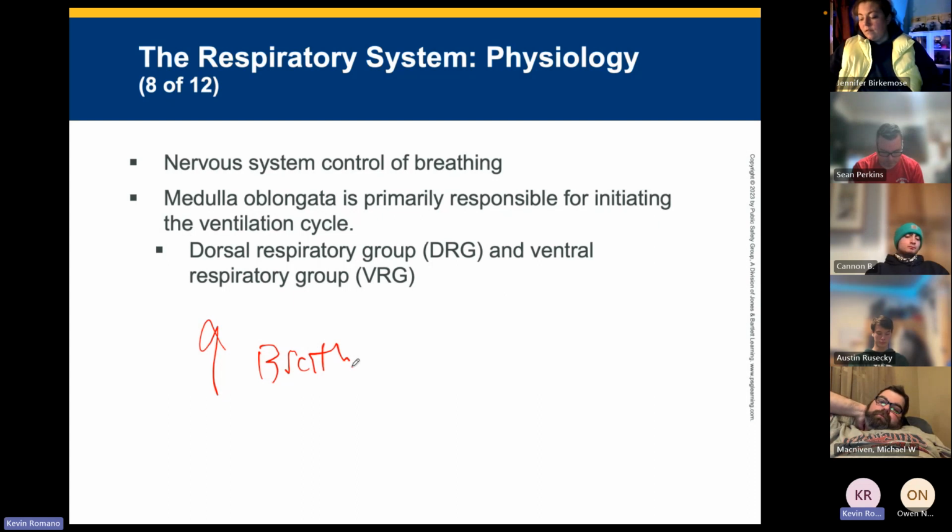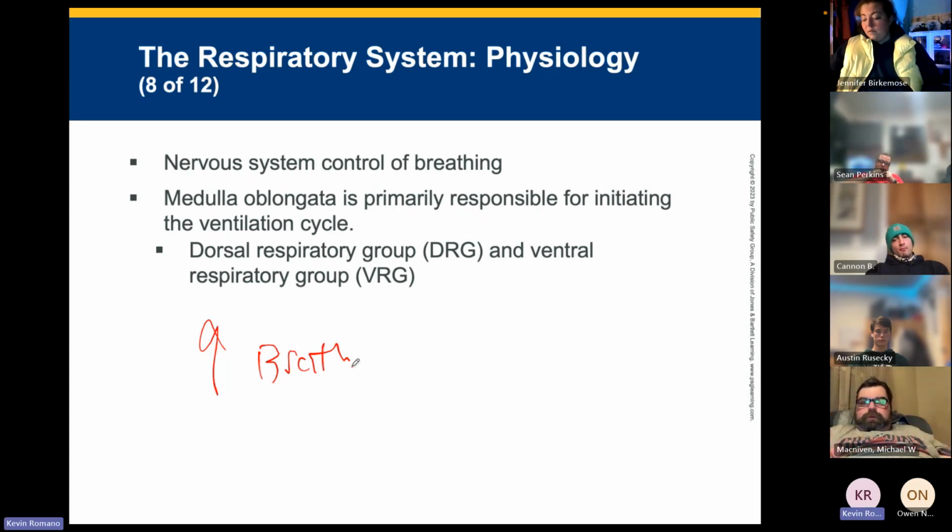The medulla has two main portions that control the breathing: the dorsal respiratory group, the DRG, and the ventral respiratory group, the VRG. The DRG is the main pacemaker for breathing and is responsible for initiating respiration, where the VRG helps facilitate forced inspiration or expiration as needed.